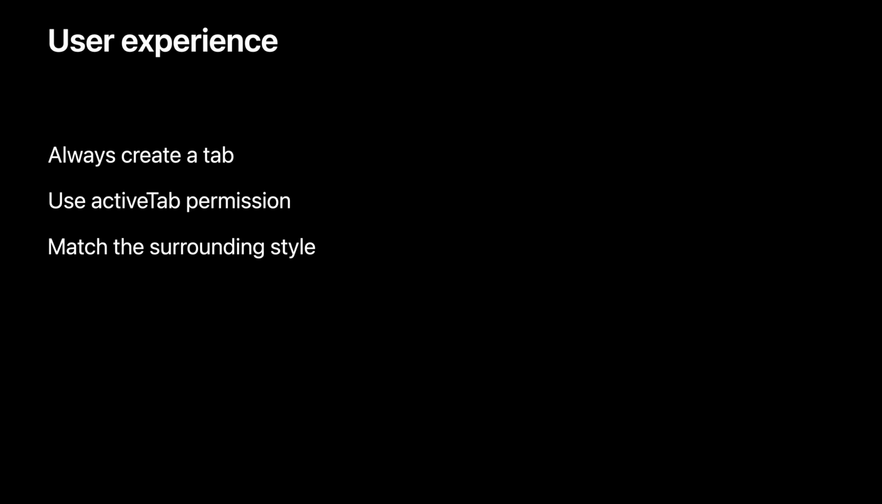Instead of asking for specific host permissions, try to use the active tab permission to keep Web Inspector extensions as targeted as possible. And make sure to use the CSS color scheme property or the Web Extension DevTools theme APIs to match the overall theme of Web Inspector. So today, I showed you how to create entirely new debugging tools with Web Inspector extensions and covered some great best practices to keep in mind while doing so.